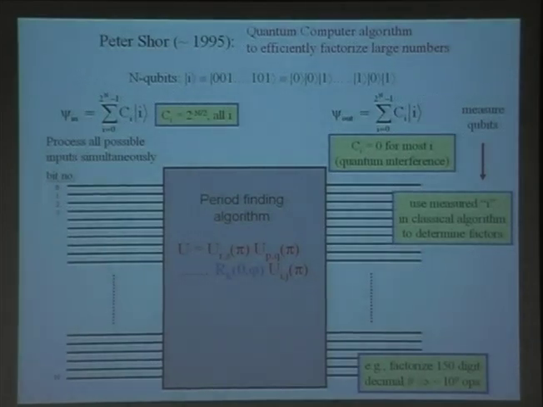So to set the scale, to factorize a 150-digit decimal number takes about 10 to the 9 operations and roughly a few tens of thousands of qubits to perform this algorithm. And to set the scale, we can only do a handful of qubits right now and some of the simple operations. So we're certainly way far away from that at the moment.